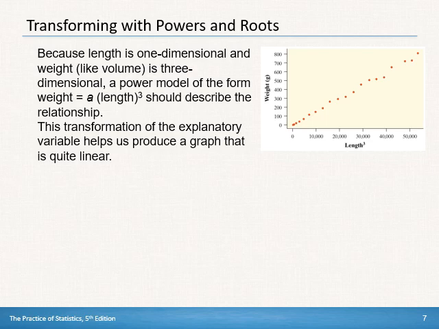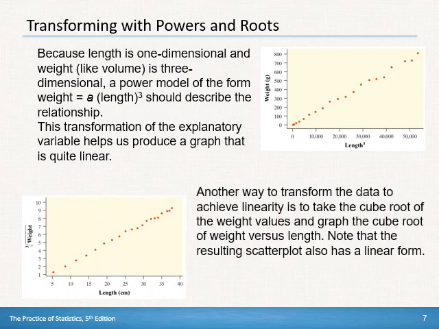You know, the pizza data was on a perfect line, but that was because it was all theoretical. Here we have some real live data, right? So it's not going to be perfectly linear. So this transformation of the explanatory variable helps produce a graph that is pretty darn linear. Now, instead of cubing the lengths, another way we could have done this is we could have taken the cube root of the weights.